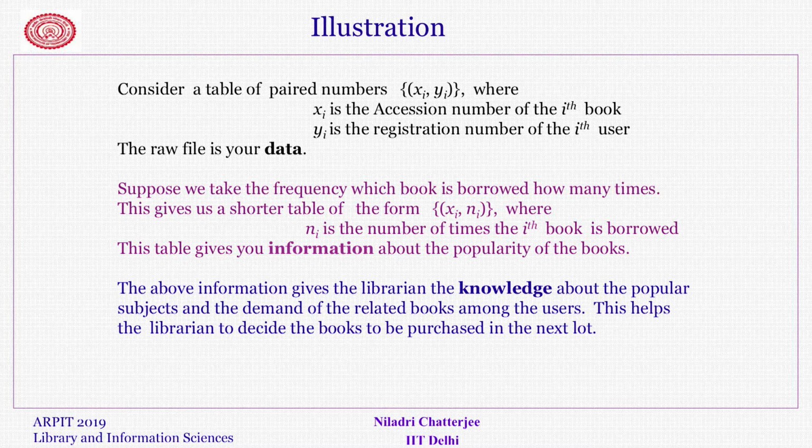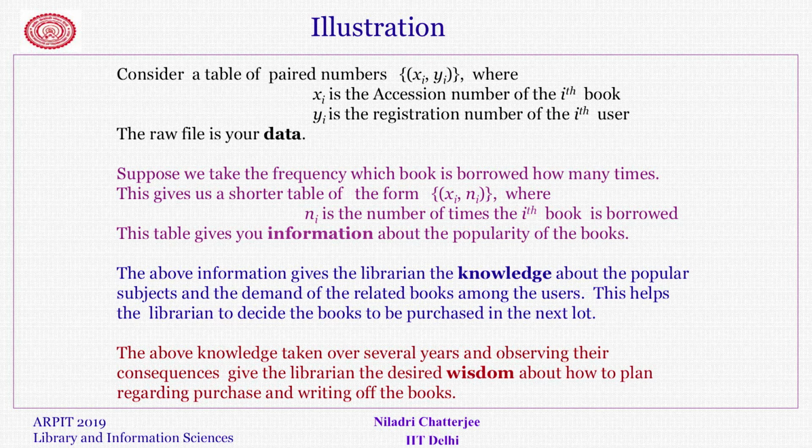Now, once we have the information over a large number of days, then we gain knowledge. The knowledge is which book is very popular among the users, and therefore, it helps the librarian to decide which books are to be purchased in the next lot. And from the above knowledge, we can become wise in that domain, or in other words, it can give us the desired wisdom about how to plan regarding the purchase and writing of books for the future, what are the subjects that are becoming more pertinent in coming years, what are the subjects that are losing their steam with time. All this knowledge when we gather, we become wise in that domain. So, I believe this simple example tells you how from data we can generate information, and from there the knowledge that we need to design that system.